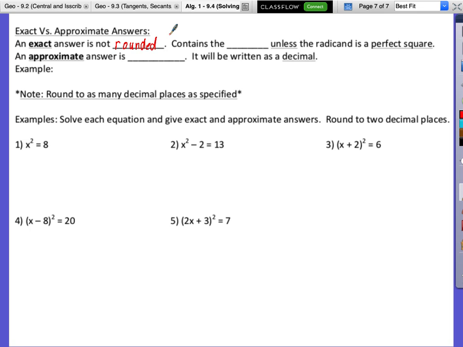It contains the radical. It contains that square root symbol, unless the radicand, the number underneath, is a perfect square. And Grace was kind of asking about that earlier. You're like, what if it's not a perfect square? And so far, we've had perfect squares at 25, 16, 9. Okay, so this is talking about what if it's not. An approximate answer is rounded. An approximate answer will be rounded, like to the nearest tenth or the nearest hundredth. And it'll be written as a decimal, because it was rounded.